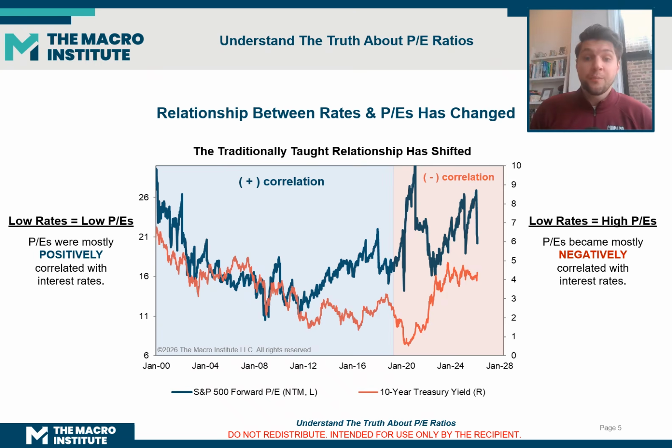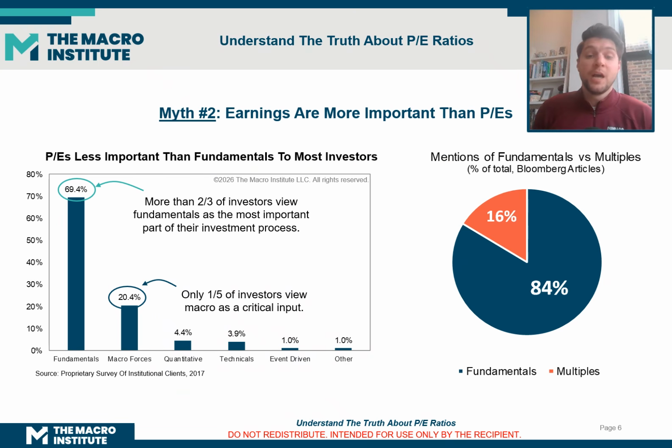So what does this tell you? Well, if you've stuck this entire time thinking that low interest rates meant high PEs, high interest rates meant low PEs, you would be stuck out to dry as these correlations have shifted over time. It is just not as big of an explanatory force as you are taught in academia. Myth number two, earnings are more important than PE ratios.